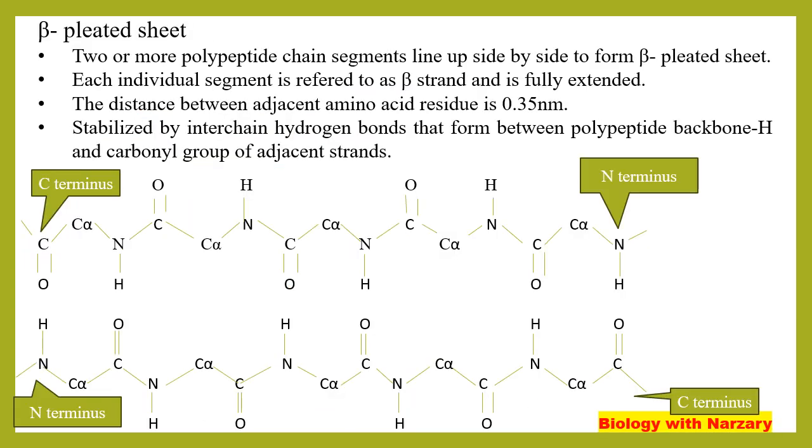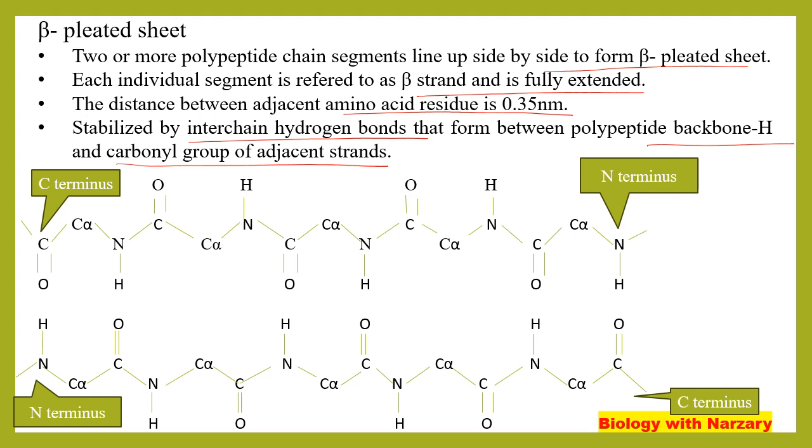Now another most common secondary structure is the beta pleated sheet, and this beta pleated sheet is formed when two or more polypeptide chains are arranged or lined side by side to form the beta pleated sheet. But unlike the alpha helix, which has a helical structure, in beta pleated sheet the beta strand is fully extended and the distance between adjacent amino acid residues is 0.35 nanometer, whereas in alpha helix it was 0.15 nanometer. Now beta pleated sheet is stabilized by interchain hydrogen bond that forms between the polypeptide backbone NH and the carbonyl group of the adjacent strand.